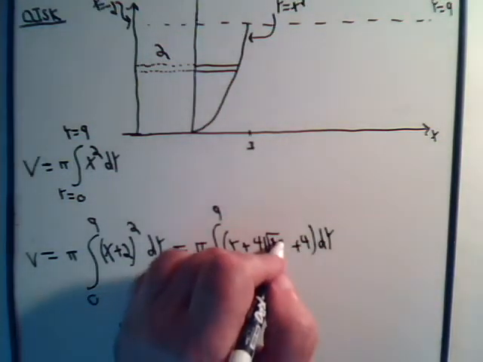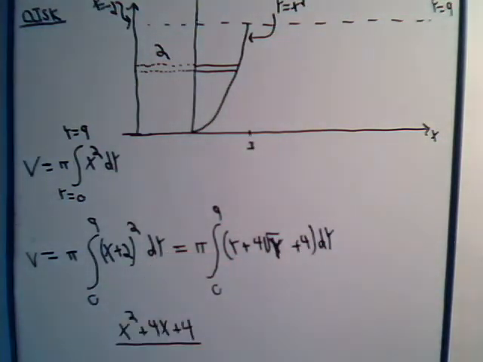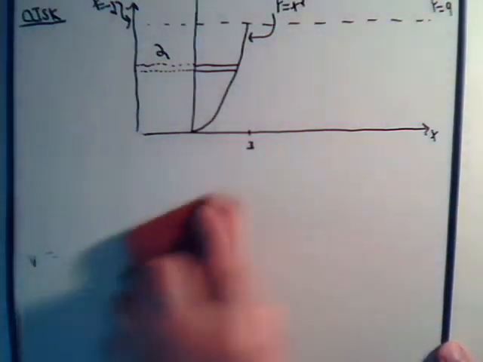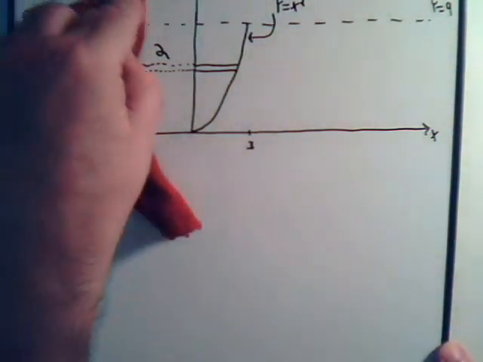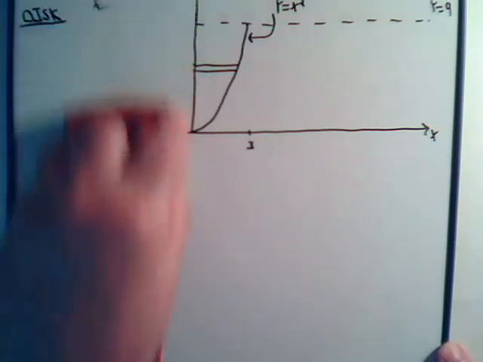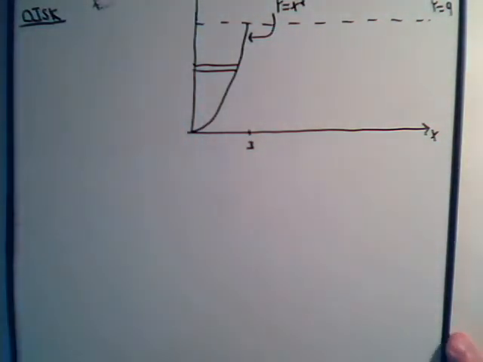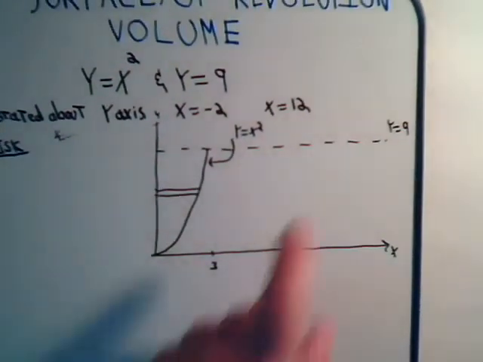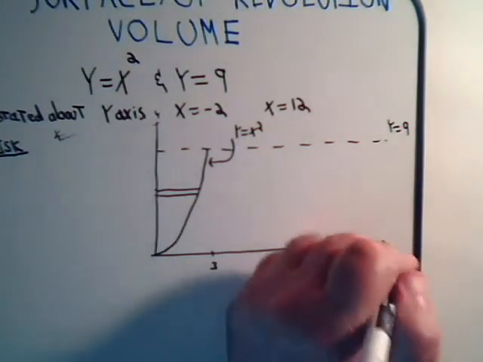So we're not going to evaluate it. You can see it's pretty straightforward. What we want to do is just stress that when you're not rotating about the y-axis, but about a different vertical axis, this is how you can set up your integral. And let's see here. Let's suppose now we don't have this situation, but instead we're going to rotate it about x equals 12.